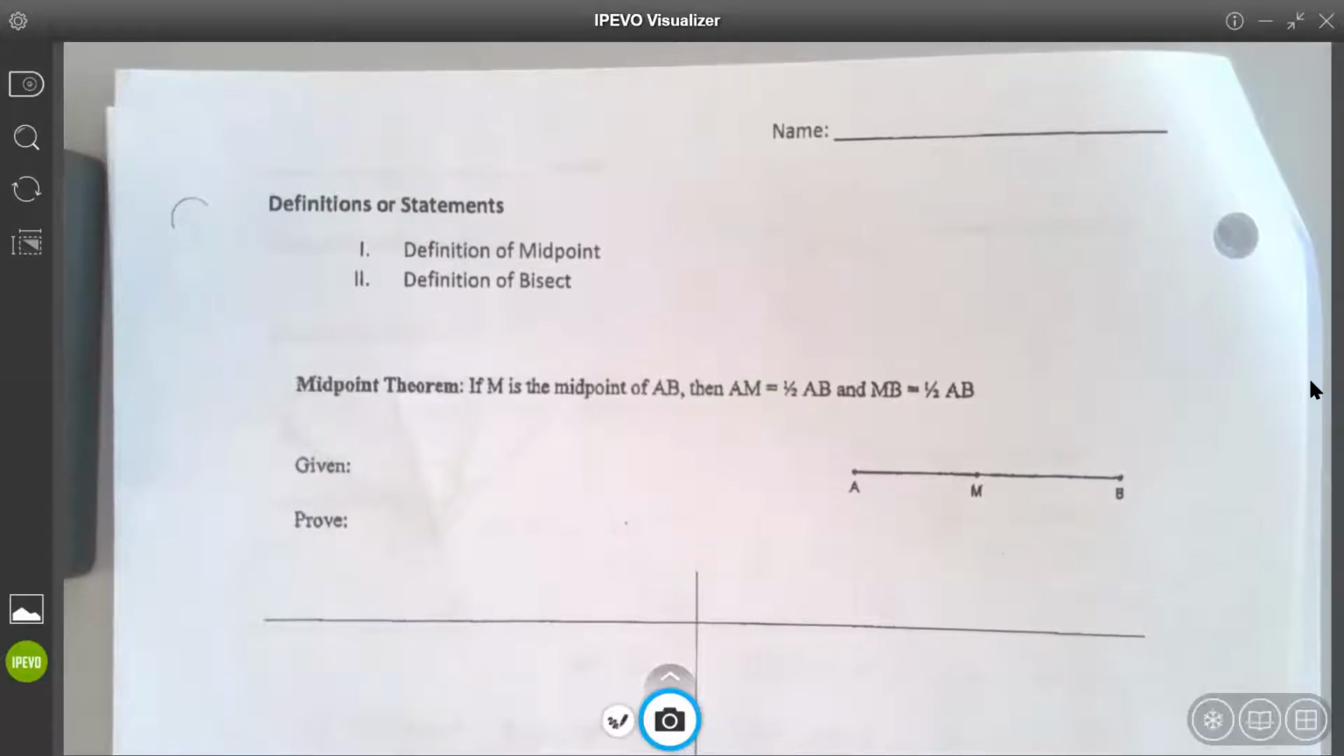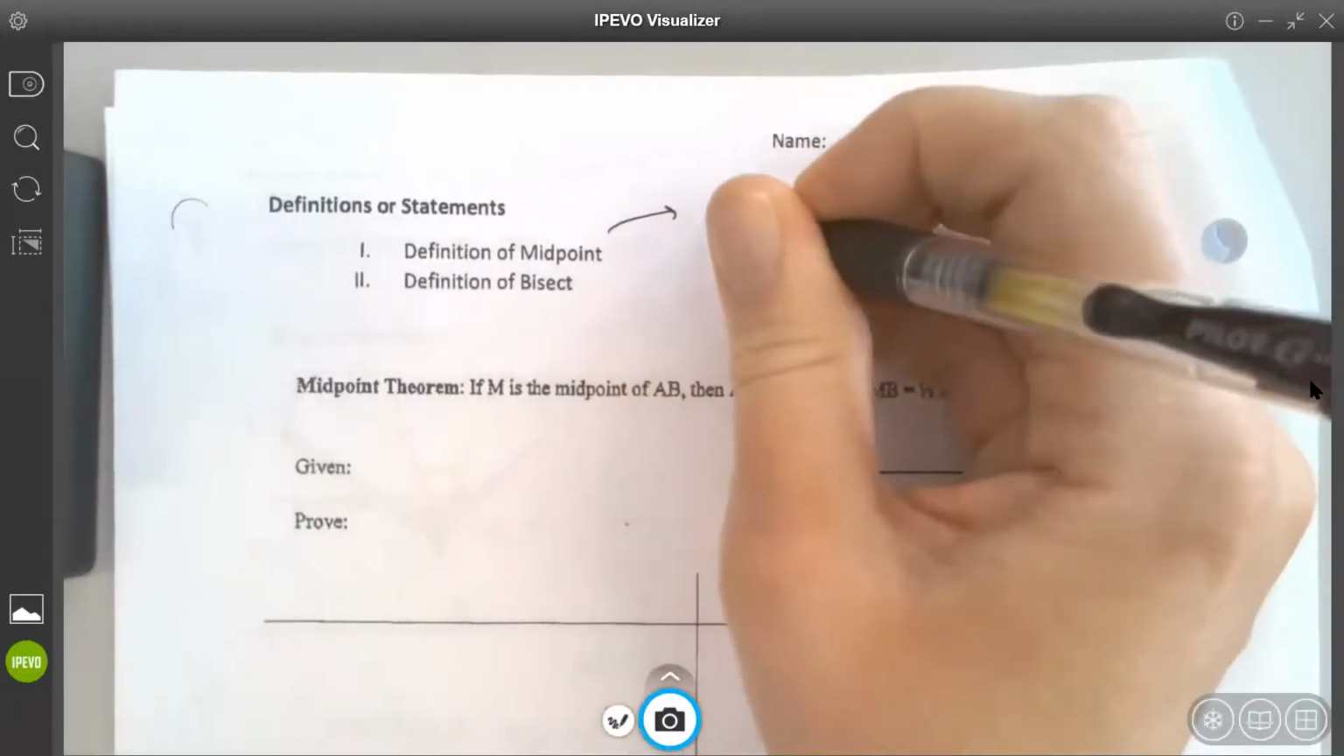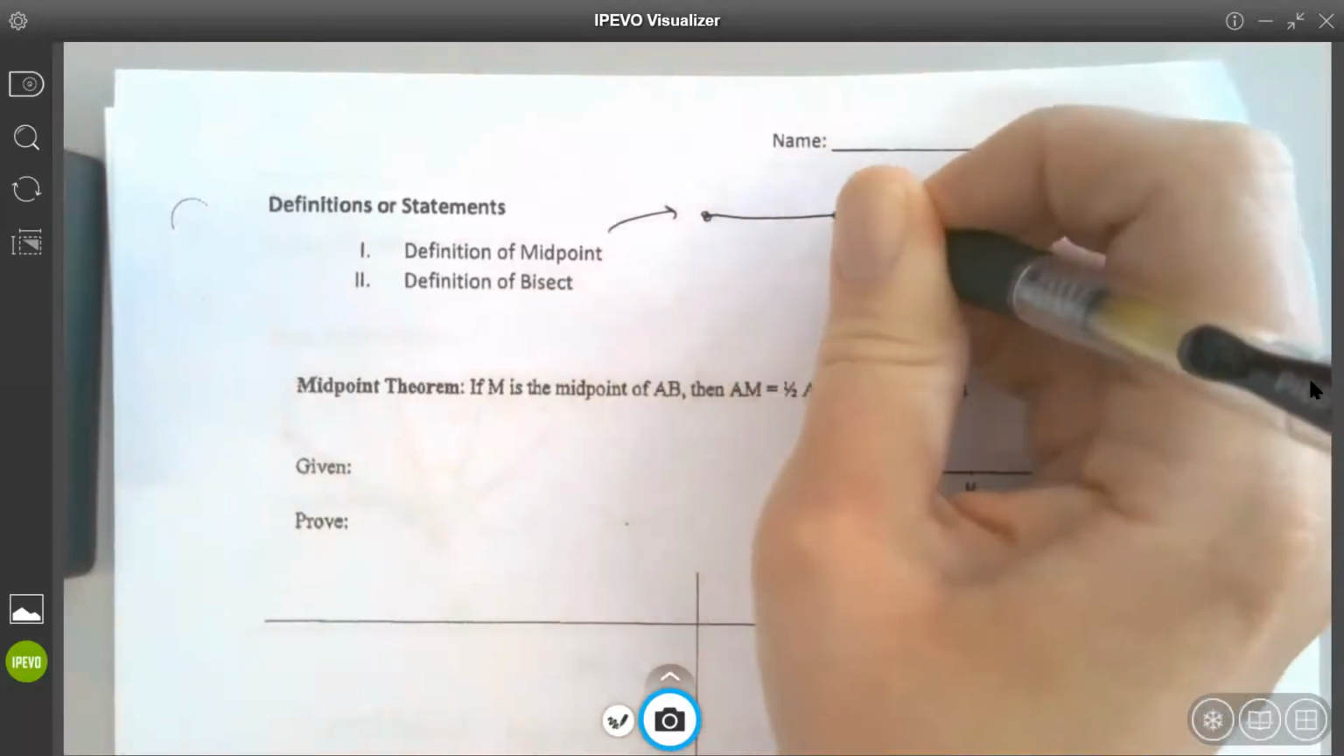So, these are things we've already talked about. They are vocabulary words from Unit 1, midpoint and bisect. A midpoint means that I have a segment, right? So draw a segment AB.